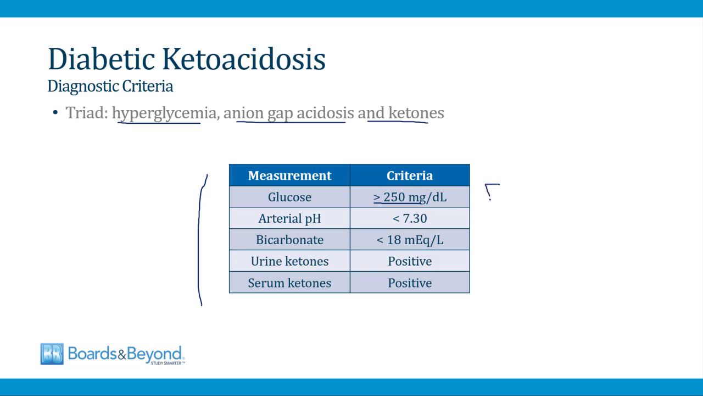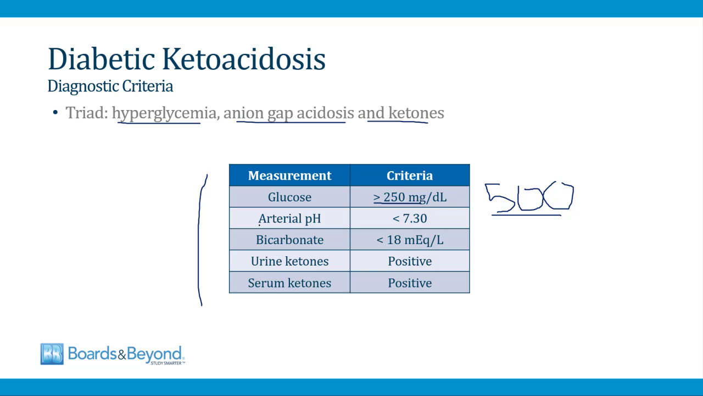It's usually in the range of 500 or so, and importantly, it usually doesn't get as high as 800 to 1000. When that happens, patients develop a hyperosmolar syndrome, which we'll talk about later in this video. DKA usually has lower glucose values, somewhere around 500 or so.